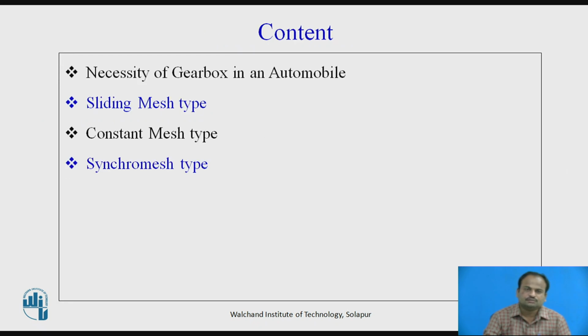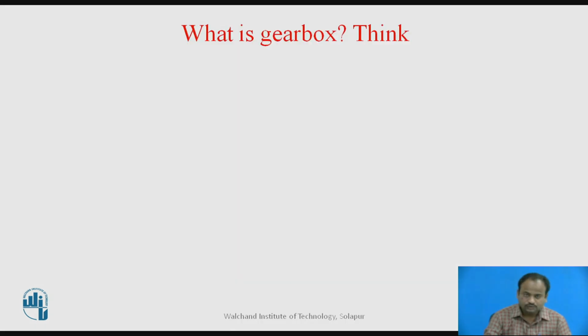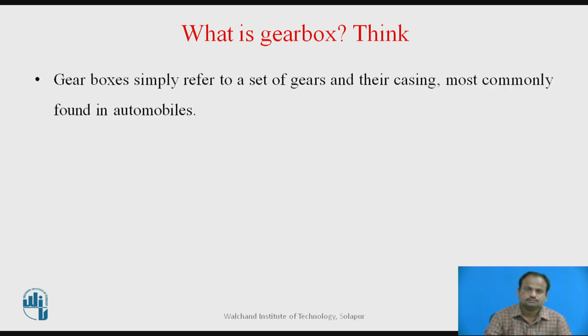In this particular session, we are going to discuss necessity of gearbox in an automobile, sliding mesh gearbox, constant mesh type gearbox, synchro mesh type gearbox. Before going to discuss different types of gearboxes, first of all, please recall what is gearbox. Gearboxes simply refers to a set of gears and their casing, most commonly found in automobiles.